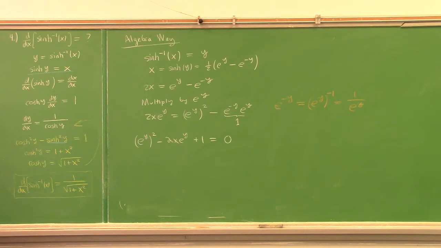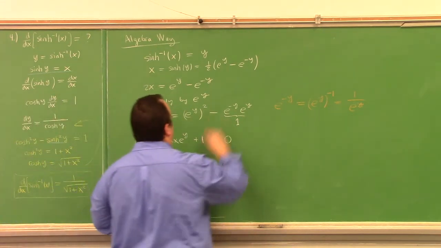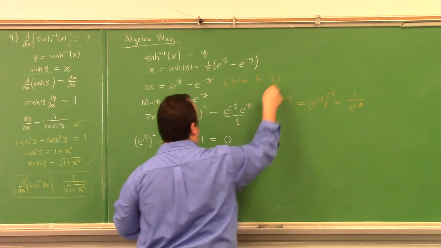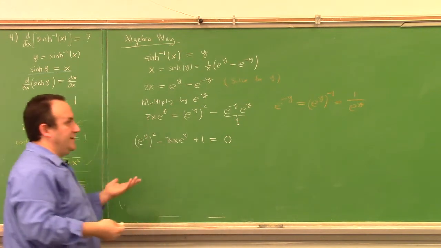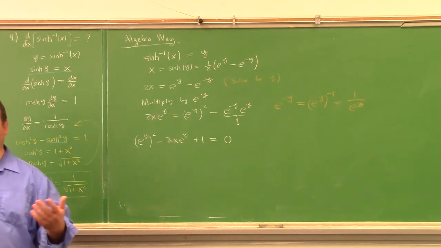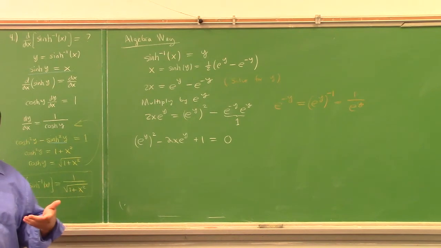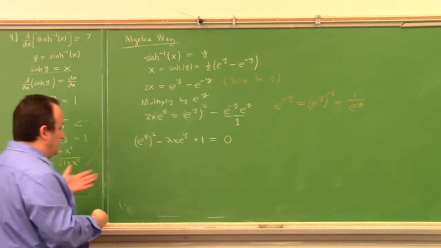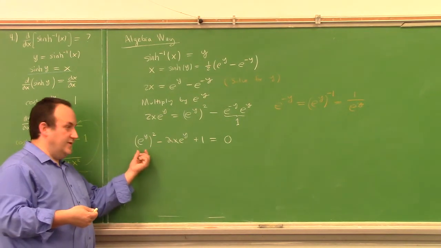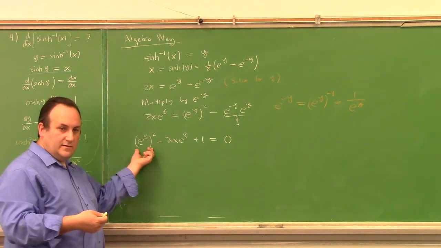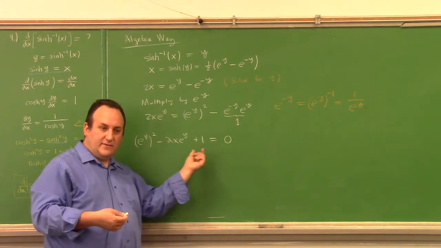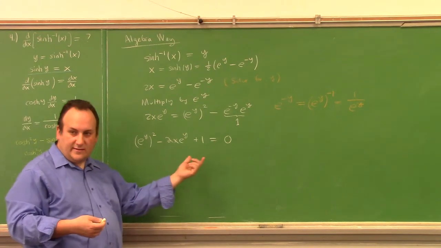Now, let me just tell you what I'm after here. My goal here is to solve for y. But I don't just want to go back to y equals inverse hyperbolic sine of x. That doesn't really get me anything. I'm trying to solve for y in a different way. And you see what I can do? We have something squared, a number times the something, plus a number again. If you look at this, this is quadratic in e to the y.